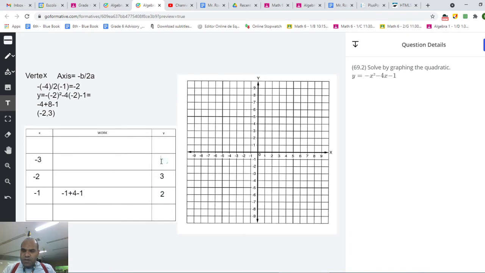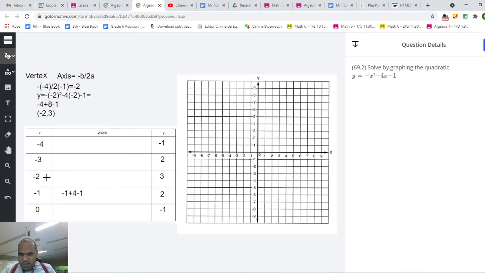2 here and 2 here. And the last one here, when x is 0: 0 squared is 0, negative 4 times 0 is 0, negative 1. Negative 1 here, negative 1 here. Great. Right now I found all the points that I'm looking for.